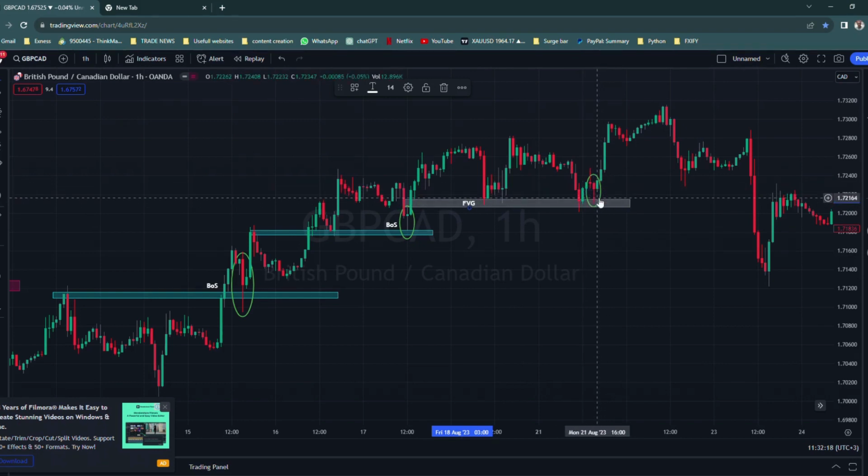And you see how that pin bar was formed in rejection to this fair value gap, and you can see the move that came afterwards. Now in all these scenarios, we are only looking at the pin bar. We are not looking at anything else. Pin bar coupled with a confirmation from key levels.